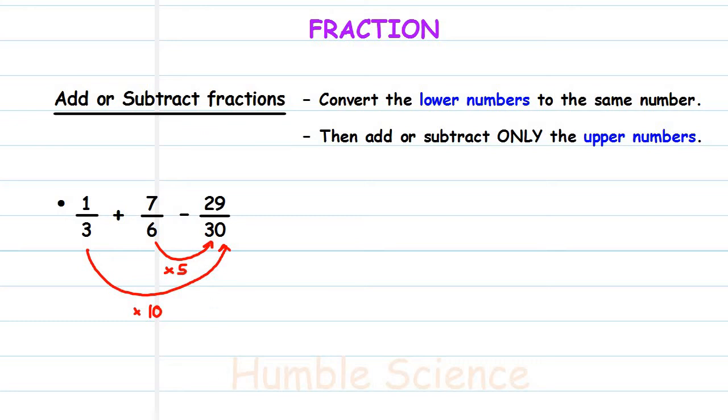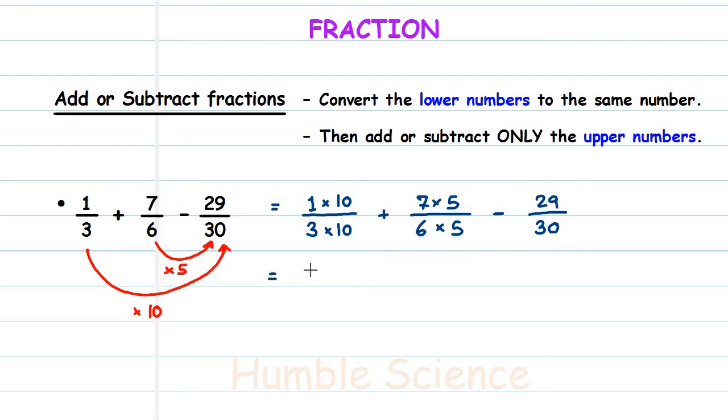So we will convert all the lower numbers into 30, and we will get, for the first term, 3 has to multiply 10. So we have to multiply the upper part by 10 as well. Plus, for the second term, 6 has to multiply 5. So we have to multiply the top part by 5 as well. And then for the third term, 30 is already there, so we don't need to multiply with anything.